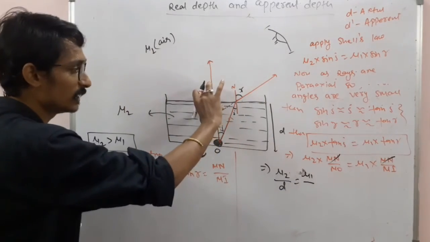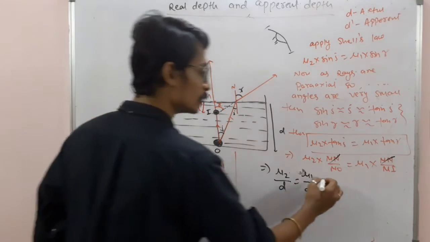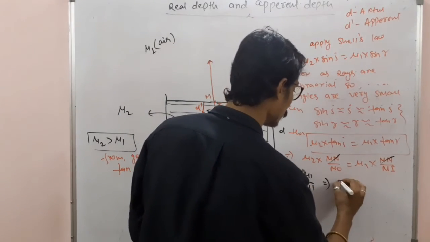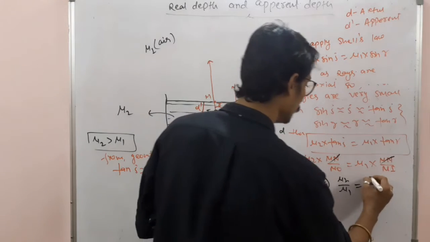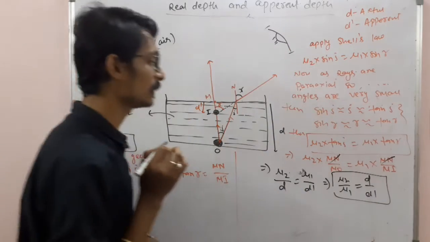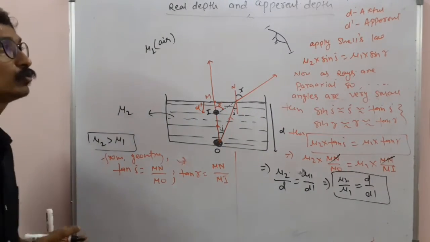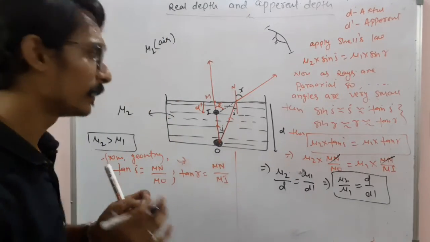What is the other one? Check here. That is apparent depth, that is D dash. Any confusion here? So from here we can say mu2 by mu1 is equal to D by D dash. This is the result we got. This relation will be used in any question related to real depth and apparent depth.